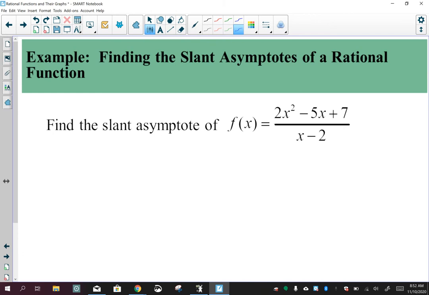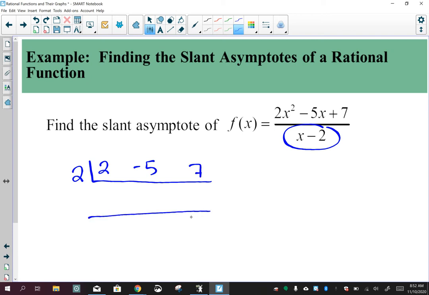You need to divide this down, either using long division or synthetic division. In this case, because we have a linear factor right there, we can actually do synthetic division here. So I know I've got a 2, and then I have a 2, a negative 5, and a 7. And I have my little box right here. And I drop down my 2. So 2 times 2 is 4. Combine them, negative 1. 2 times negative 1 is negative 2. Combine them, and I get a 5.